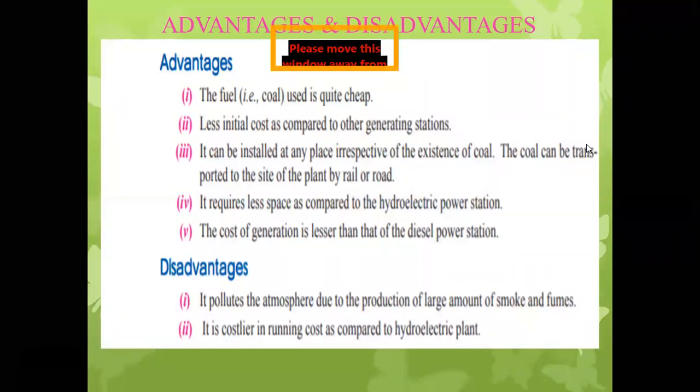Major disadvantage of the steam power station: it pollutes the atmosphere due to the production of a large amount of smoke and fumes. It is going to pollute the atmosphere because of the production of a large amount of smoke and fumes. What does fumes mean?